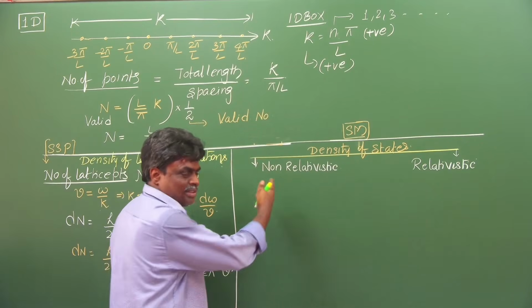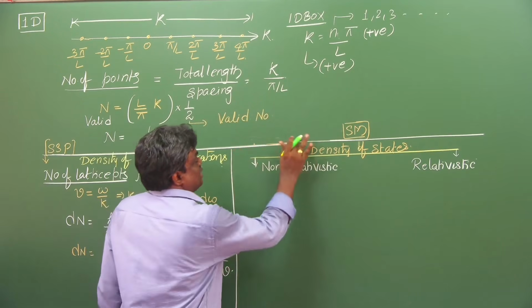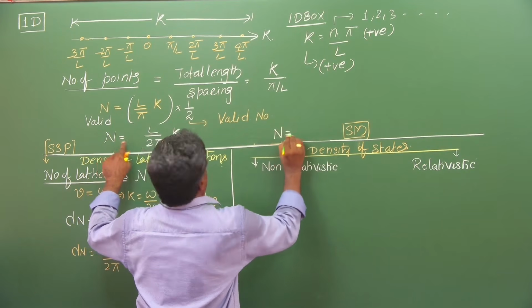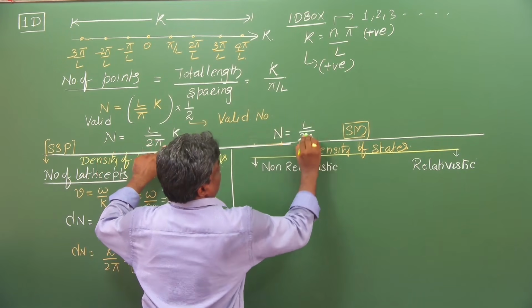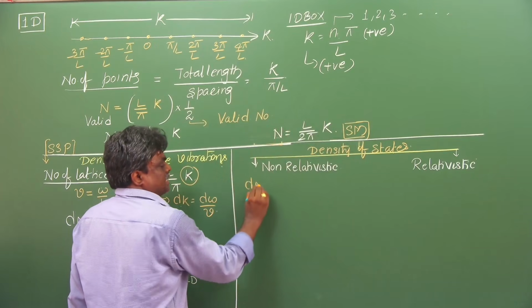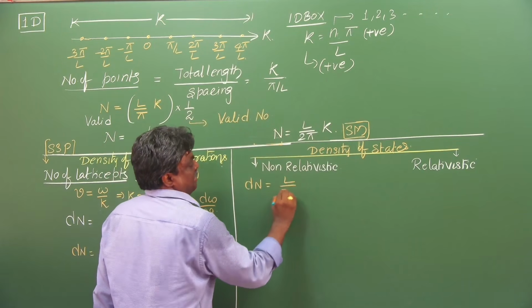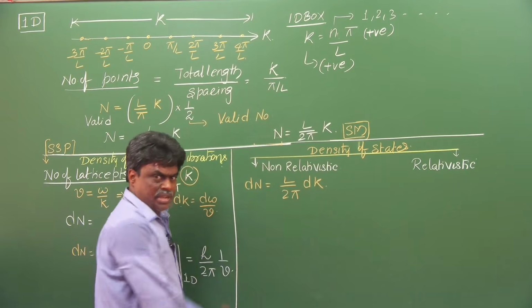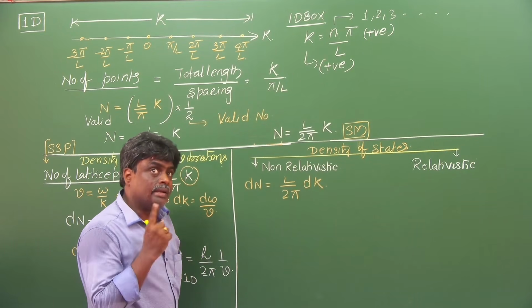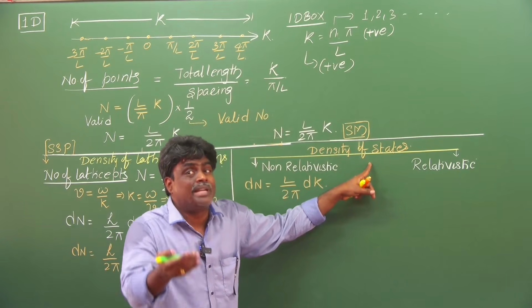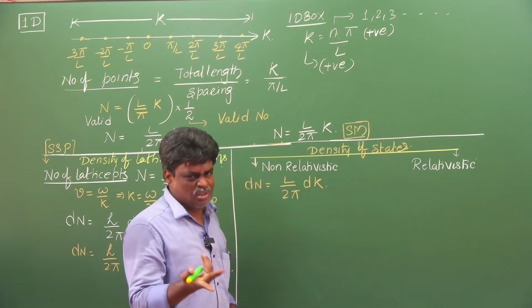Ready? Right. So density of states, already you got here, n equal to how much you got? Okay, no problem. dn, same differentiation. I don't want this dk. What I am finding? Density of states, number of states per unit energy. I want in terms of energy.